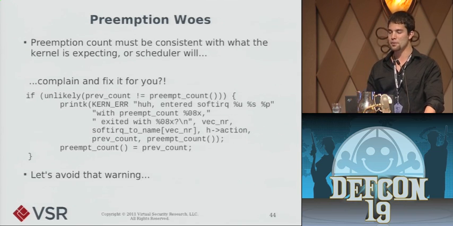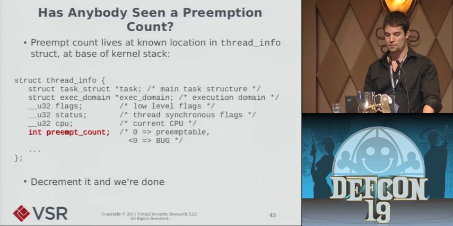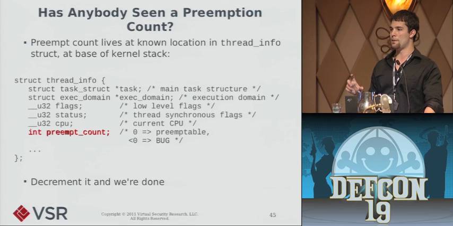But for the sake of completeness, we'll avoid that warning because we don't want anything to be logged. It's really easy to find the preemption count. It just lives in this thread info structure, which is at the base of whatever process it is, kernel stack. So all we need to do is, we know where the soft-IRQ stack is. We just find the base of it, and then this variable is at a known offset from that base, and we just decrement it appropriately, and that's all we need to do.